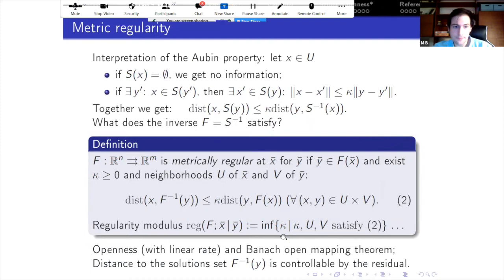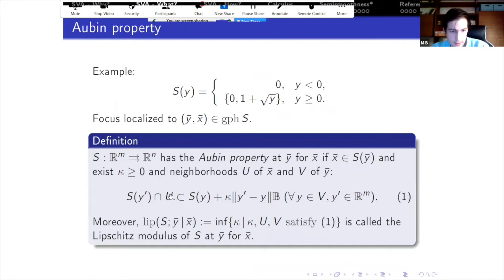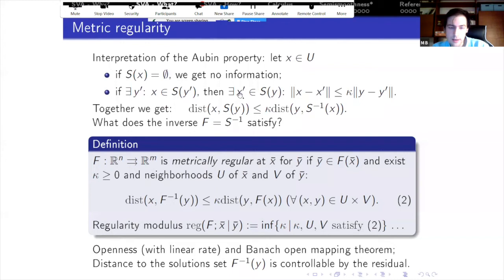And then we are coming to metric regularity, which, as we will see, is the inverse property in a sense of the Aubin property. But here we begin with some interpretation of what we just saw. If we consider a point in a neighborhood, then if this is an empty set, we get no information. If, however, there exists Y prime such that x is here, then by what we have here, x is in this set, and since we started from a neighborhood, we get the estimate. What does it mean? It simply means existence of a point in S of y such that the distance of the new point to the one that we started with is controlled by kappa times the distance of these two arguments.